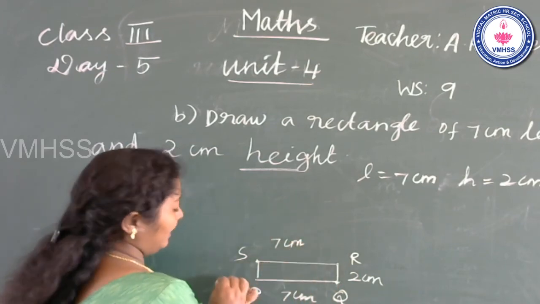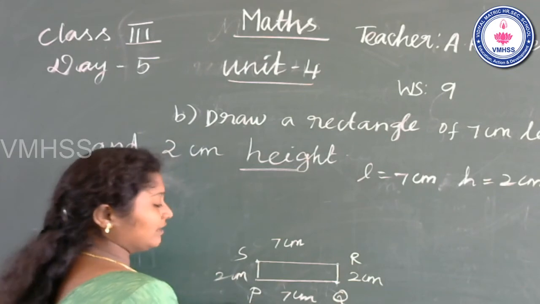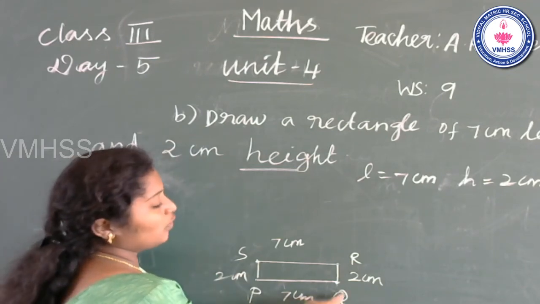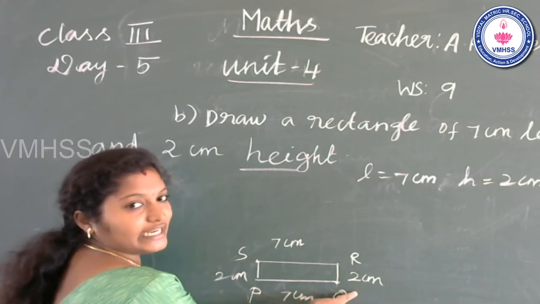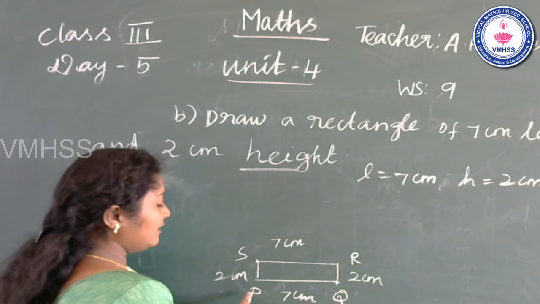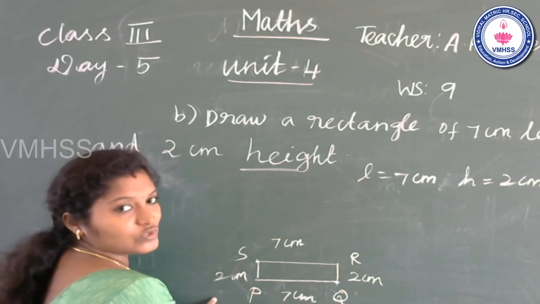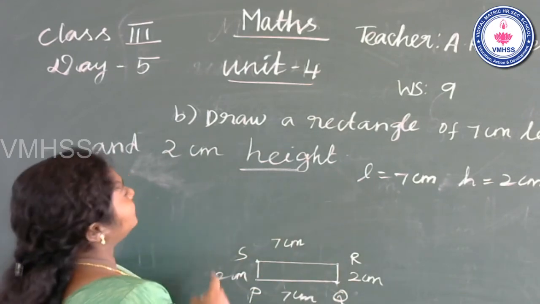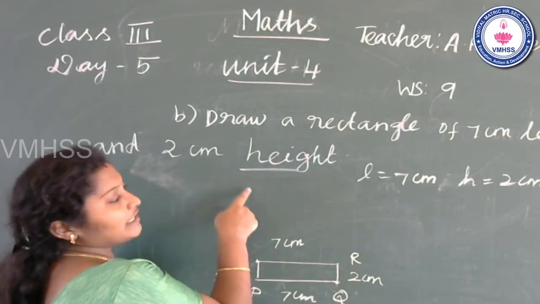Length 7 centimeter and height 2 centimeter. PQ equal to 7 centimeter. QR equal to 2 centimeter. SR equal to 7 centimeter and PS equal to 2 centimeter. So, draw a rectangle of 7 centimeter length and 2 centimeter height.